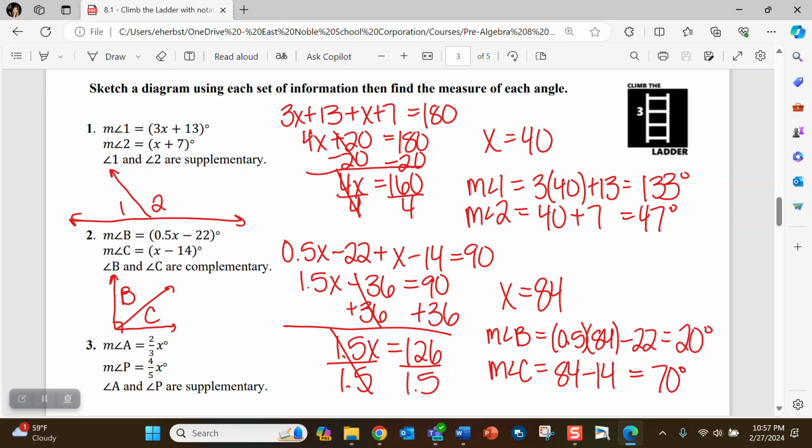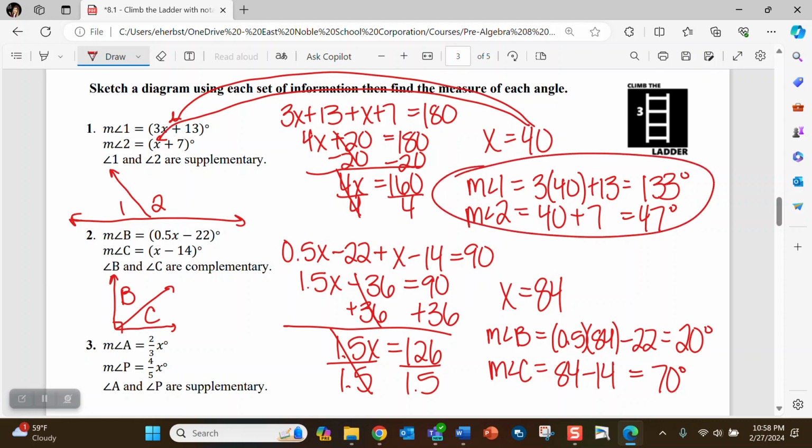Simplified, the left side becomes 4x plus 20. Solving that equation by subtracting 20 from both sides, then dividing both sides by 4, we get that x equals 40. But this isn't where we stop because we're asked to find the measure of each angle. So I have to take that 40 that I got for x and substitute it in for x for both of these angles. And you can see that work is here, which is where I get the final answers.